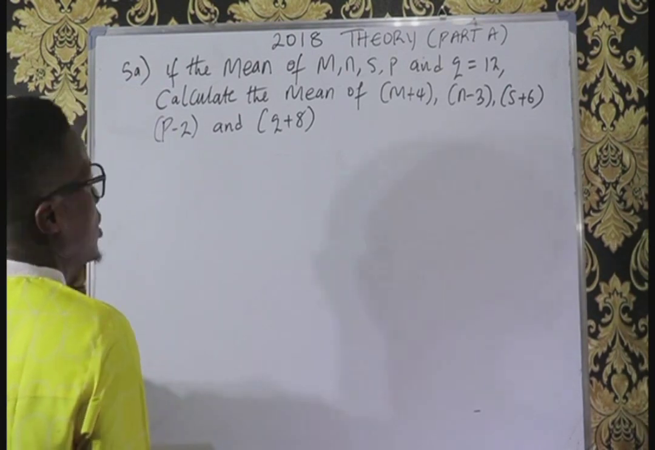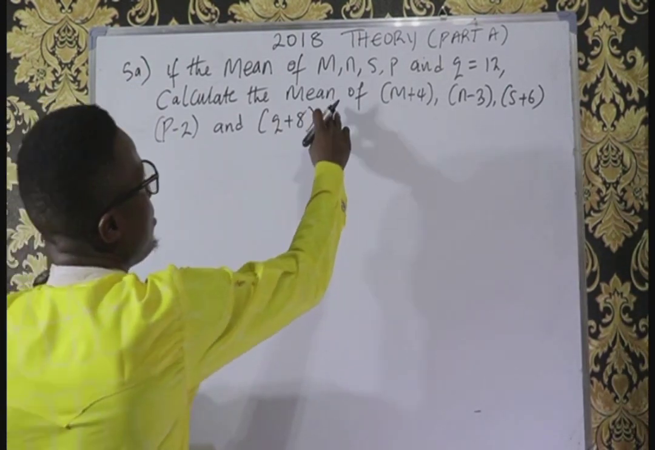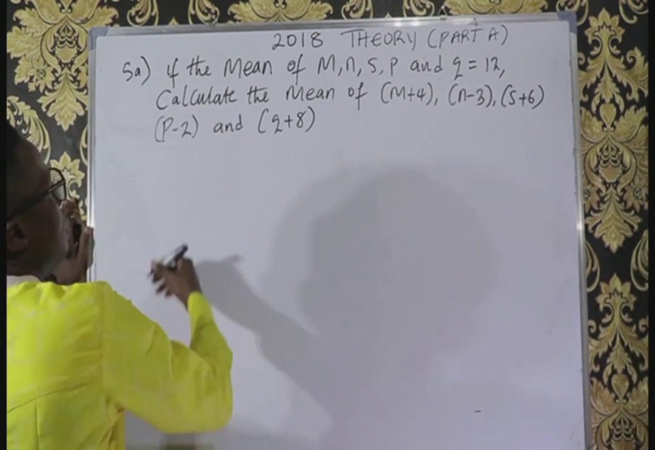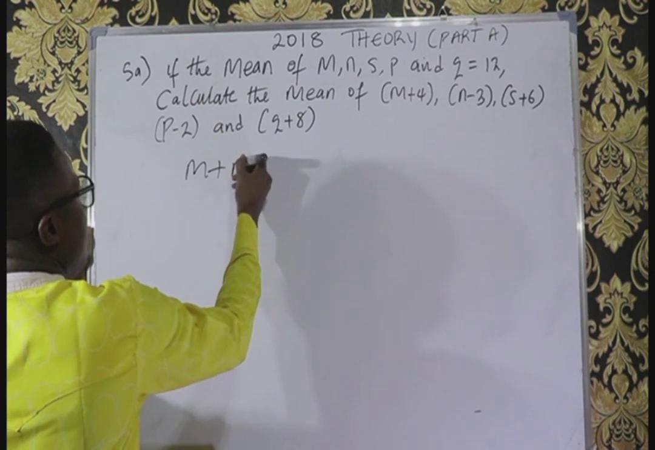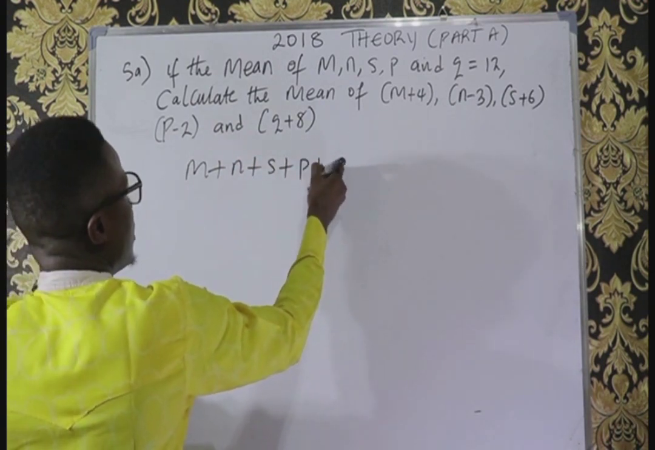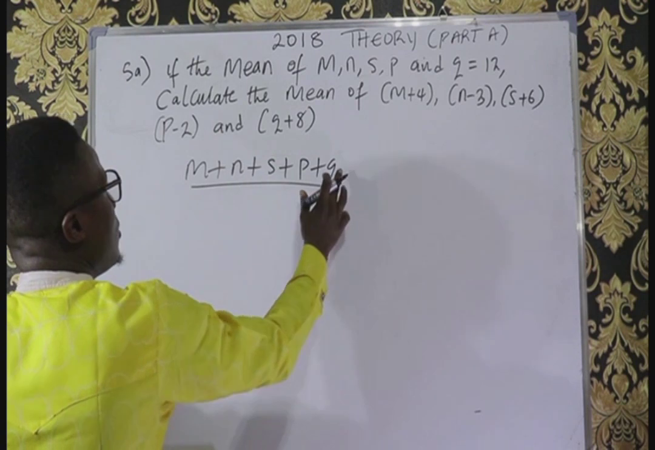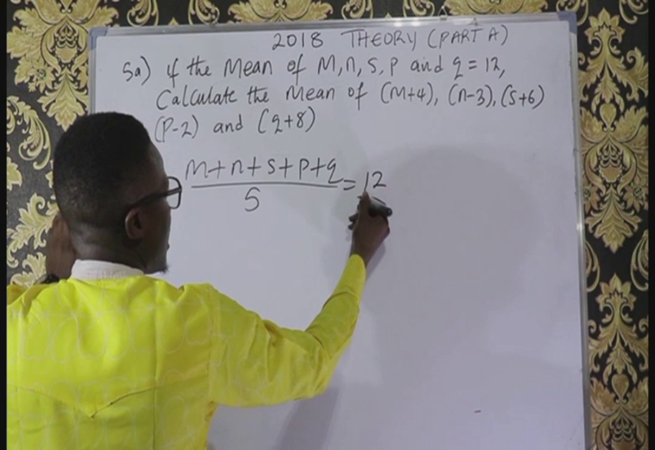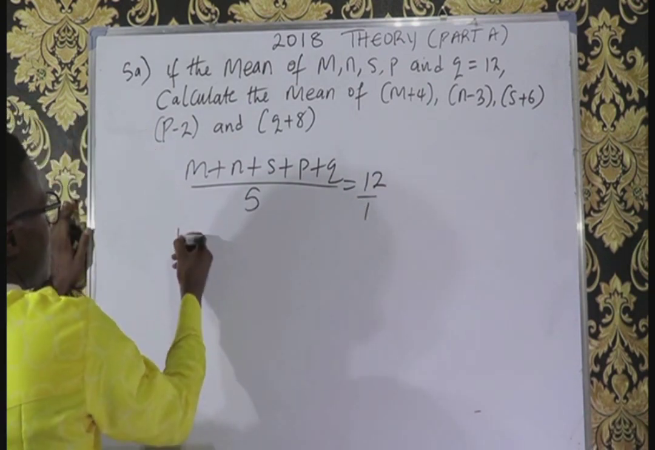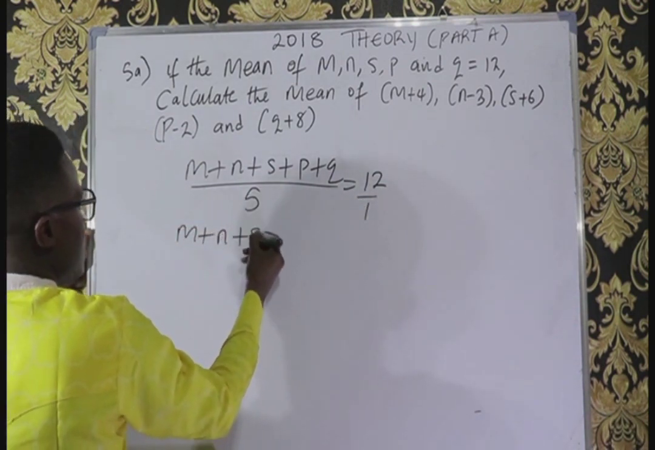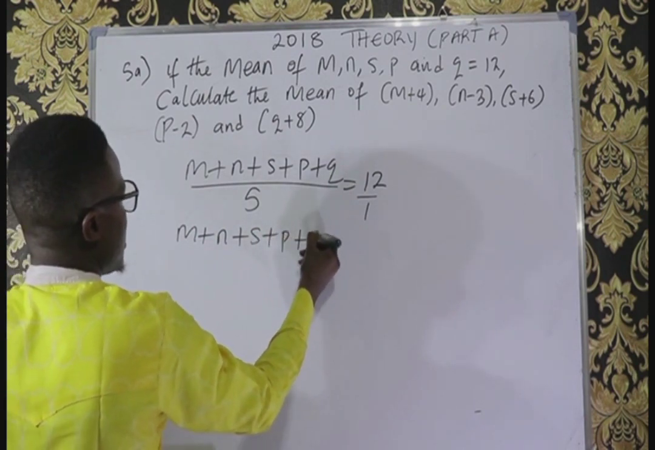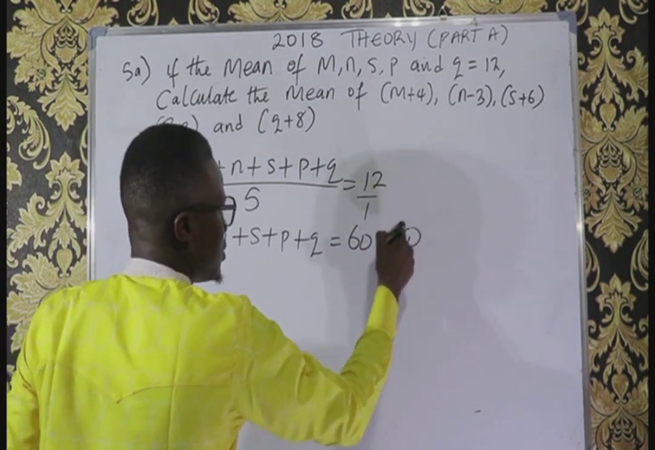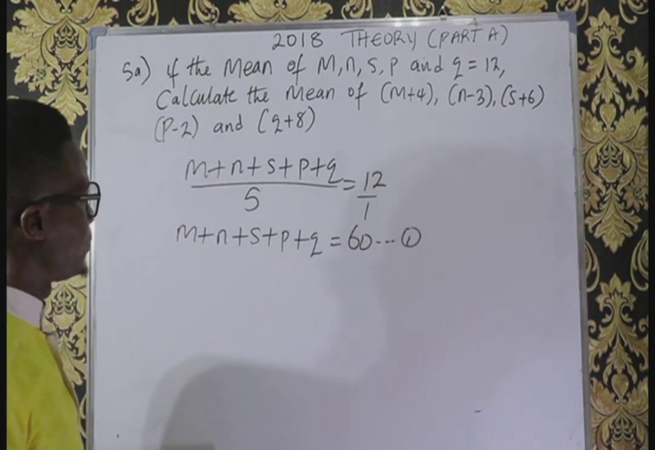So in question number 5a, we are told that the mean of m plus n plus p plus q is equal to 12. Mean means the sum of all of them, we are summing them now, all over the total. How many are there? 1, 2, 3, 4, 5. Equals the mean of 12. I can call it over 1. Cross multiply, you see that m plus n plus s plus p plus q will give us 5 times 12, which is 60. At this stage, there is nothing I can do. I'll call it equation 1.